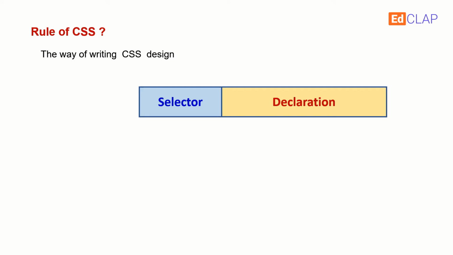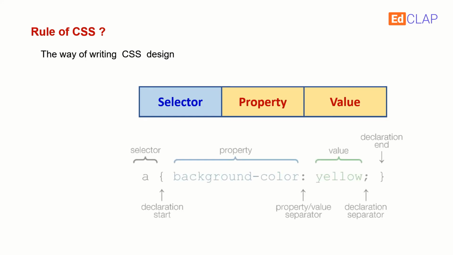Okay, now coming to the rule of CSS. When you write CSS code over the HTML, there are two basic sections. One is the selector, another is the declaration. The declaration also has two parts. One is a property, another is a value. In an example, the selector here is a, and the property is background color. Once I want to change the a tag, the background color comes to yellow. So this is the format.